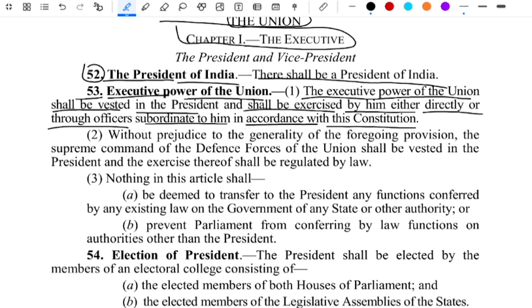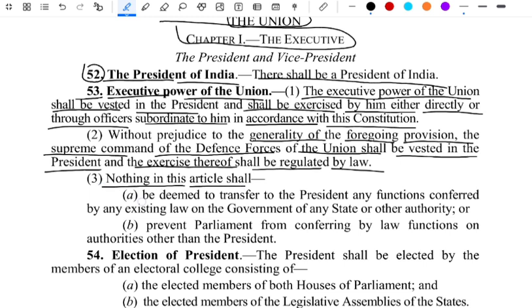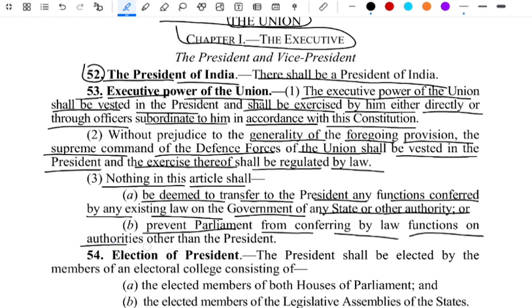Second says, without prejudice to the generality of the foregoing provisions, the supreme command of the defence forces of the Union shall be vested in the President, and the exercise thereof shall be regulated by law. Third says nothing in this article shall be deemed to transfer to the President any functions conferred by any existing law on the government of any state or any other authority, or prevent Parliament from conferring by law functions on authorities other than the President.